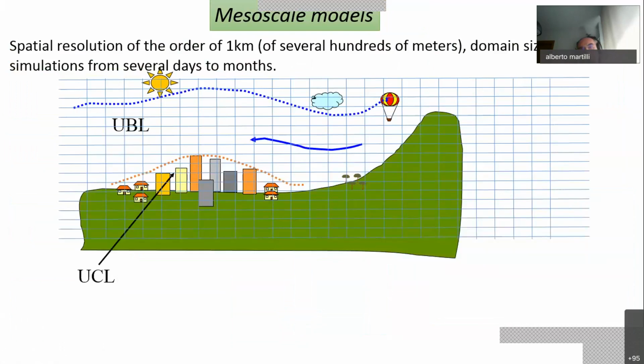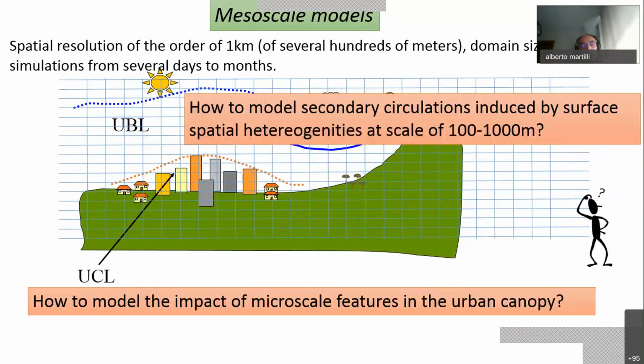The other type of models is mesoscale models, as you certainly know. These models have a resolution of, let's say, 1 kilometer or several hundred meters. So they can be run over the whole city, and they can represent the full urban boundary layer. The problems with this type of models are mainly two. One is how to represent the impact of the microscale features, so how to represent the impact of the urban canopy, in a certain sense.